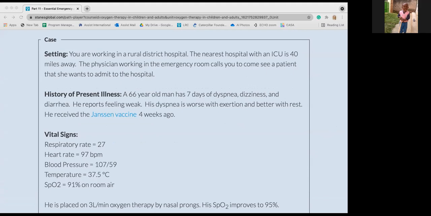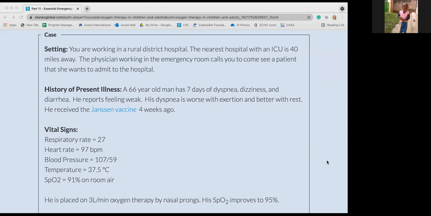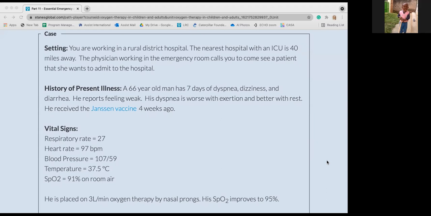Okay, so now we have a case. Remember, participants, we are dealing with emergency cases. Here is the case I'm setting. Imagine that you are working in a rural district hospital. The nearest hospital with an ICU is 40 miles away. The physician working in the emergency room calls you to come see a patient that you want to admit to the hospital.